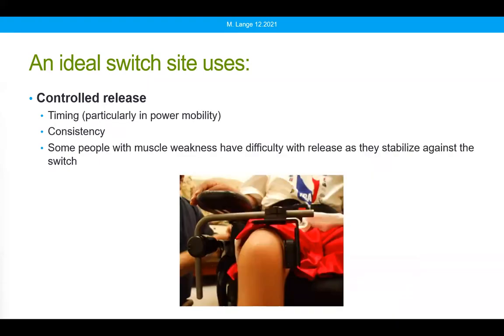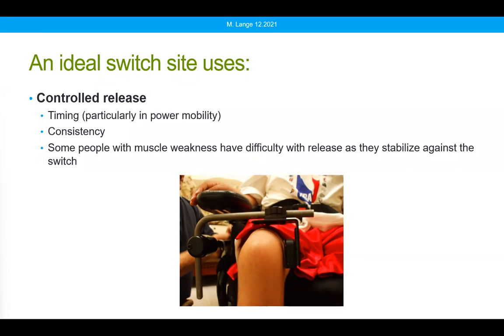Controlled release is important whenever someone's using a switch, but is particularly important for people who are using a power wheelchair, because that's how we stop and not crash into something. So this person needs to be able to time their ability to release a switch to stop. They need to be able to do so consistently. And one thing that's sometimes seen in people with muscle weakness is they tend to stabilize against a switch. And so release can be difficult as a result.